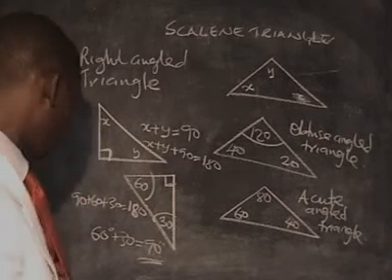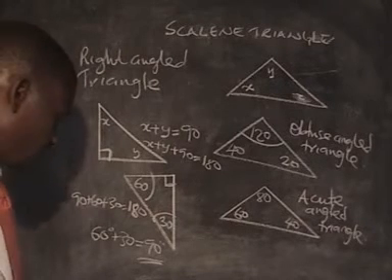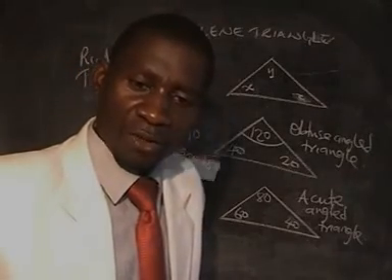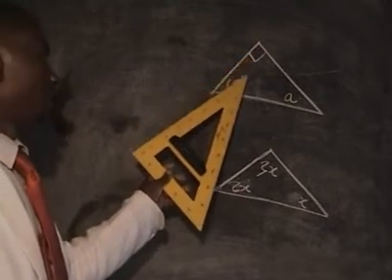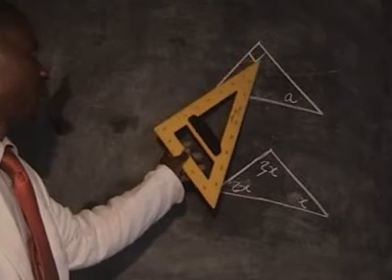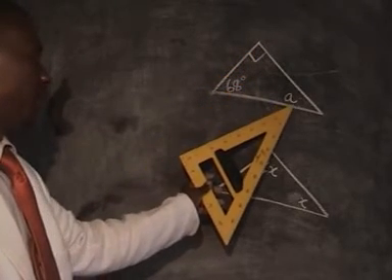So without wasting much of your time, let us look at some few questions pertaining to triangles. The first one is the first triangle, whereby it's a right angled triangle. I have identified it to be a right angled triangle, the reason being that this angle there is an indication that this is 90 degrees. This is 68 degrees, and that is A.